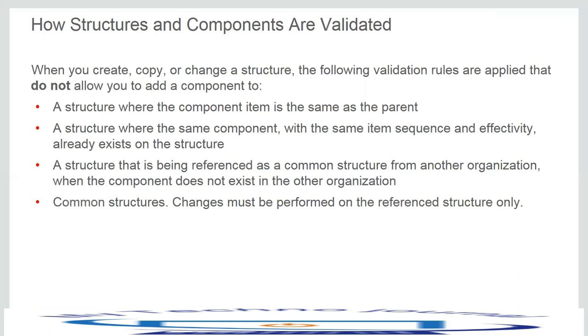So for assemble to order, pick to order, and phantom structures where the parent item has available to promise, or ATP, components set to no, you would receive a warning when you add a component that has either the item attributes check ATP set to yes or ATP component set to yes. So the warning displays as: order details for the parent item specify no for ATP components. But you should still be able to add components.